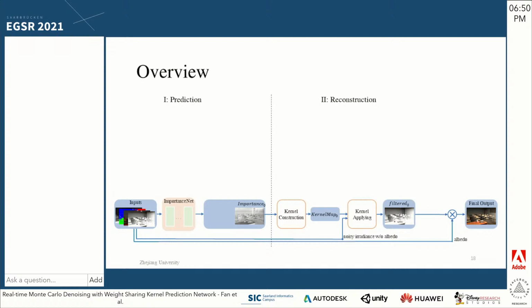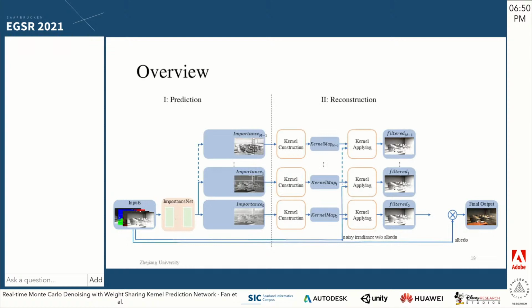While filtering kernels are widely varying, encoding very complex filtering information into only one single channel importance map has limitations, because the filtering weights are highly correlated for nearby pixels. To achieve a better denoising quality, we propose the kernel fusion module, to decompose the filtering information into multiple importance maps to encode more information.